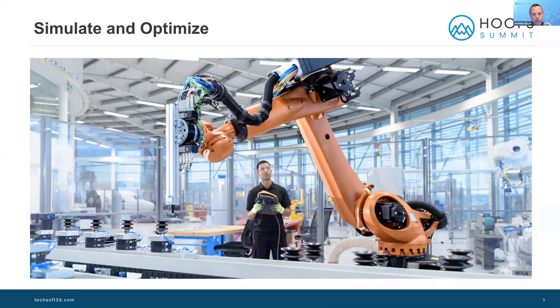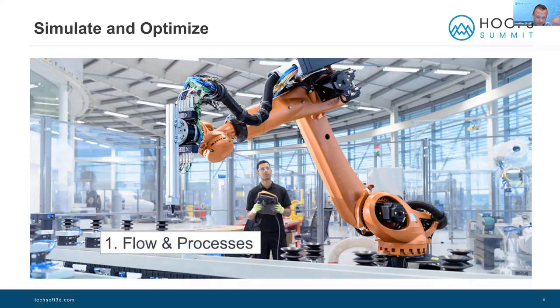We're going to talk about just three main ideas around how to simulate and optimize the digital factory, but there obviously are many. So the first one is around flow and process. So this is the flow of material that's being produced and the processes we're creating in that factory, and the connection of different robotic cells, delivery systems, the flow of material. We can simulate that and through that we can optimize.